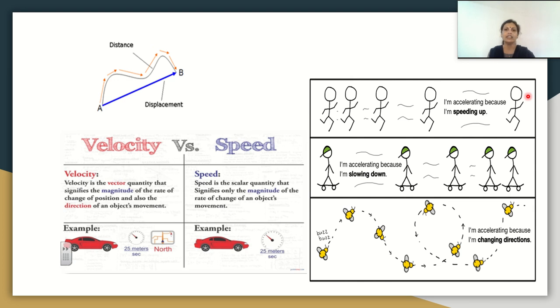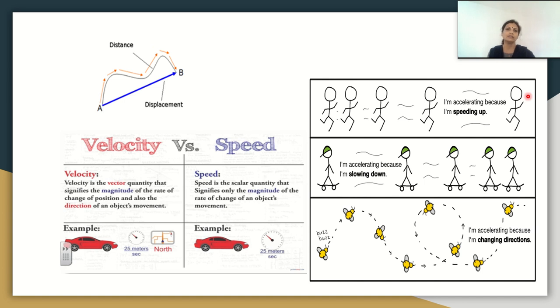Okay, then we learned about acceleration. If you see that figure, say you are walking to the school and you realize that now you are late, so you start running, you start moving faster. Now you are changing your velocity, right? That's acceleration, you are accelerating.